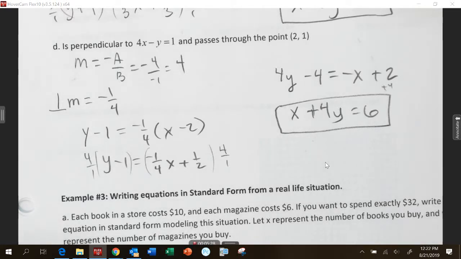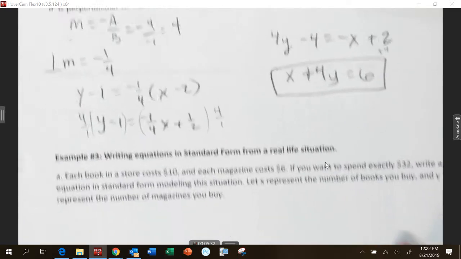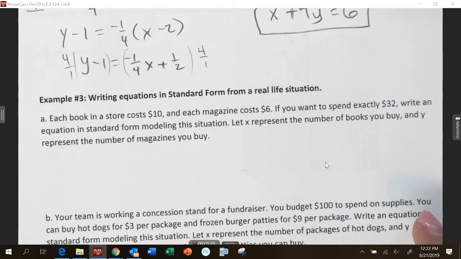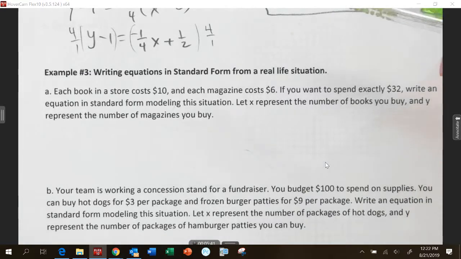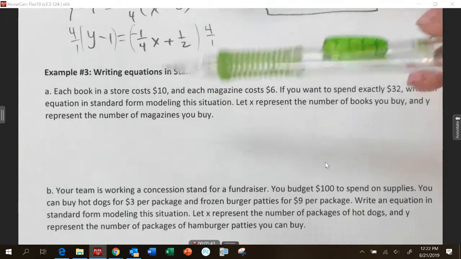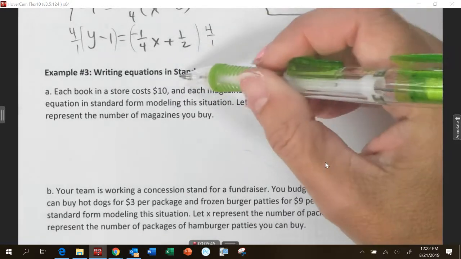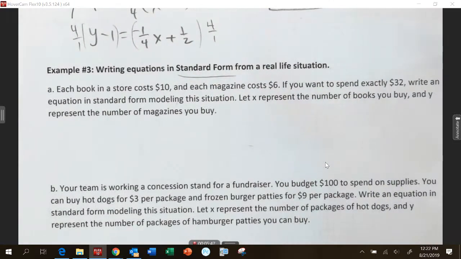All right, who's dreading these last examples? They're so easy. You see words and you guys freak out, right? You have to get over that just a little bit, because unfortunately now you're in higher level math, and we're going to have to do more real life application kind of things. This is an easy one though. It says write the equations in standard form from the real life situation.